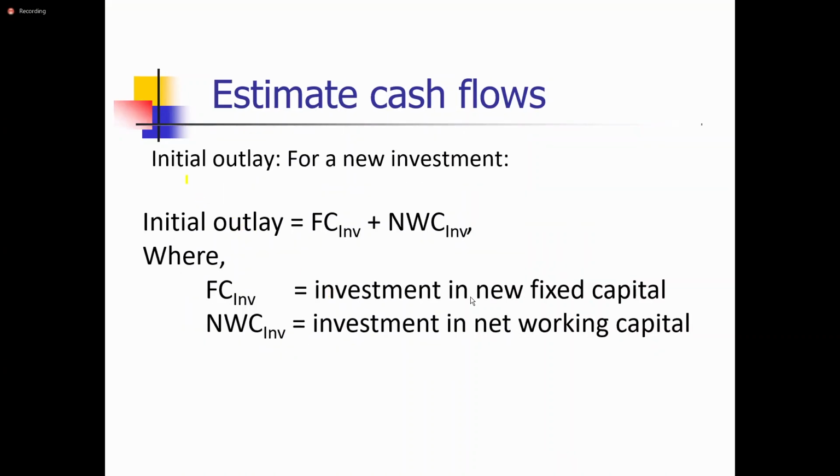The initial cash flow, or initial outlay, is for a new investment, or it can be a replacement. If it is a new investment, a new project, the initial cash flow is equal to the fixed capital, or investment in new fixed capital, plus the increase in the net working capital. With the new investment, there is an increase in net working capital, short-term current assets and current liabilities. You have to invest in them, so there is an impact on the working capital. So the initial cost or initial outlay is equal to the fixed cost or initial cost of the project plus the increase in the net working capital, or investment in the net working capital.